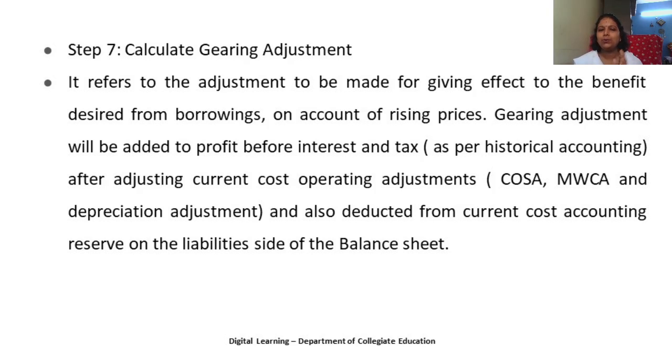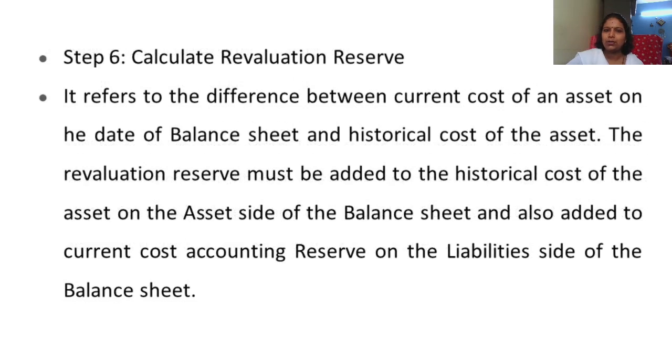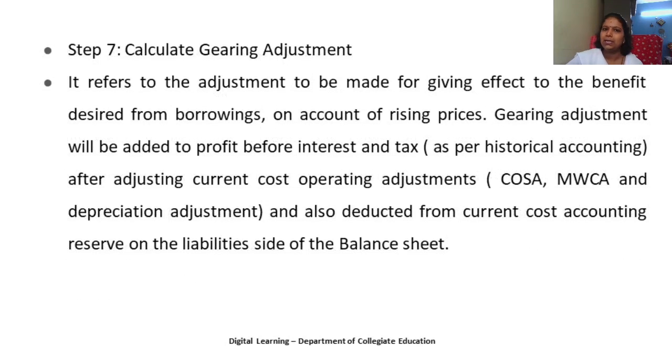So when you take your sales, when you minus all this, after minusing COSA, MWCA, depreciation adjustment, then you also have to minus the gearing adjustment. Then you also have to take it on the liability side. Just like how you are taking your revaluation reserve on two sides, similarly gearing adjustment will be taken in profit and loss as well as on the liability side of the balance sheet.